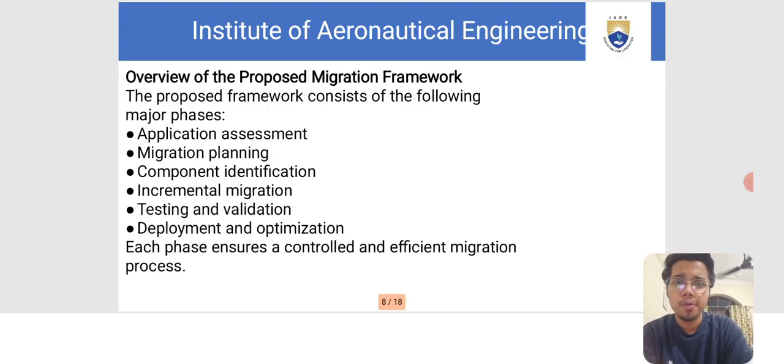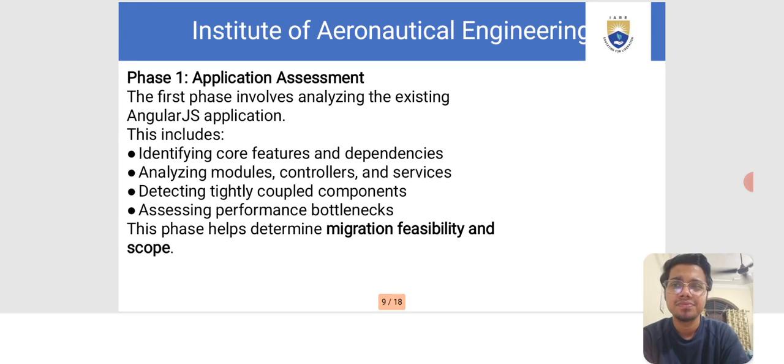Overview of the proposed migration framework. The proposed framework consists of the following major phases: application assessment, migration planning, component identification, incremental migration, testing and validation, deployment, and optimization. Each phase ensures a controlled and efficient migration process.